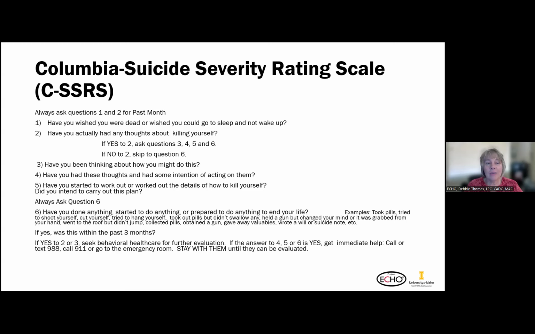And then the next one is, have you started to work out or have you worked out the details of how you would kill yourself? And then, do you intend to carry out that plan? So it's just a funnel of questions that lead to more severity.